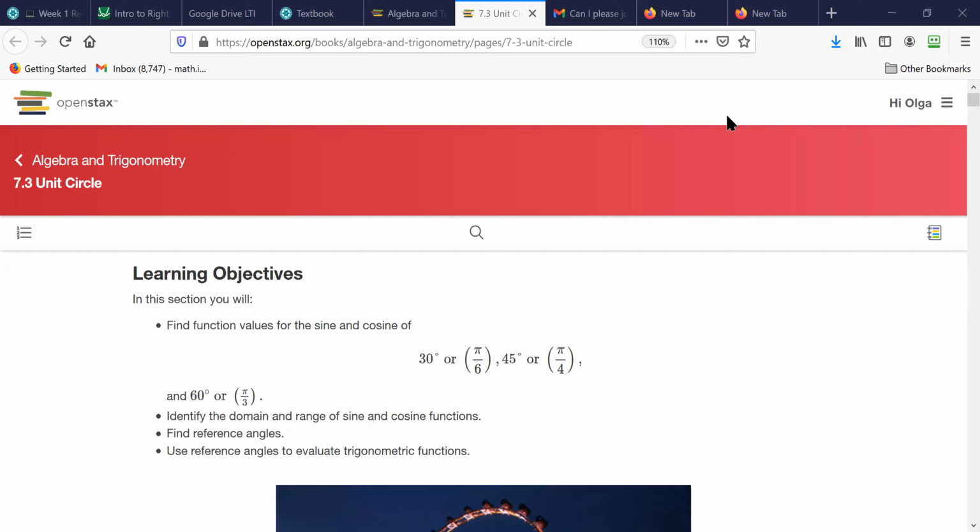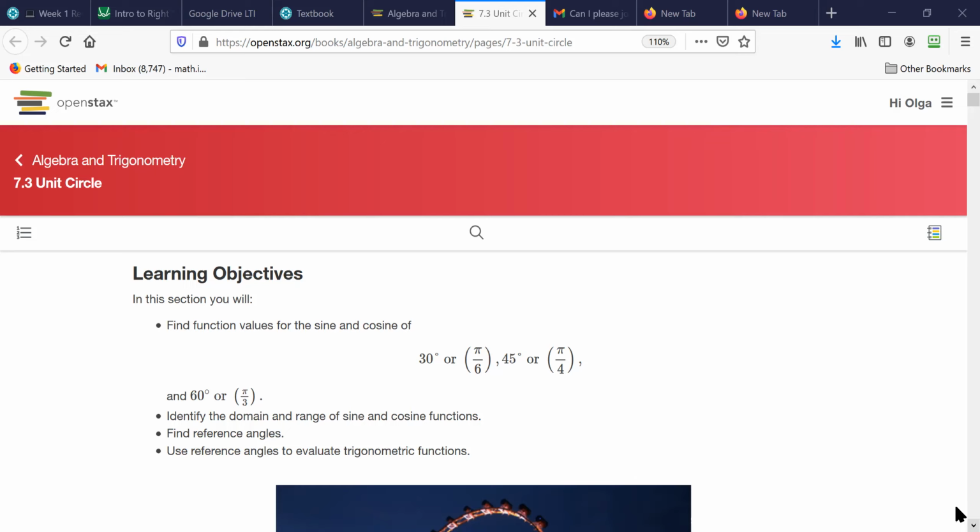In this section, the learning objectives are: you're going to be able to find function values for the sine and cosine of 30, 45, 60, 90 and 180 degrees. You will also be able to identify the domain and range of sine and cosine functions, find reference angles, and use reference angles to evaluate other trigonometric functions of other angles.